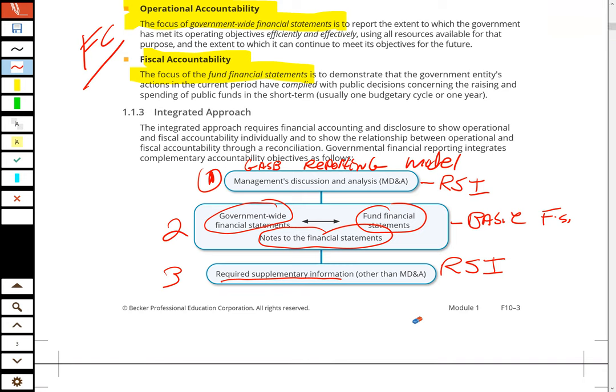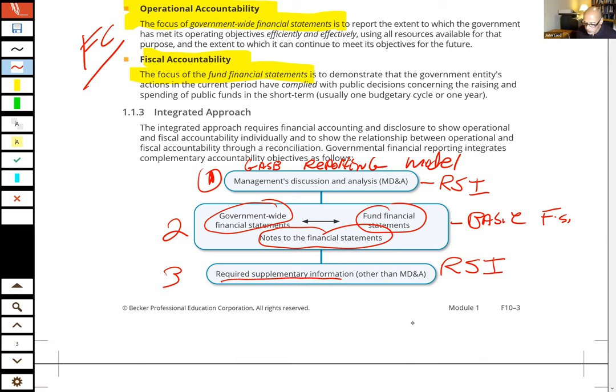What is required? Must include. Yeah, not optional. You got to do it, right? It is required. Okay, good. What does supplemental mean? Extra info. It adds on to something else, doesn't it? Well, what else is there to add to other than the basic financial statements?